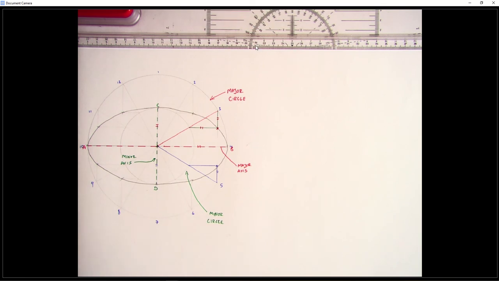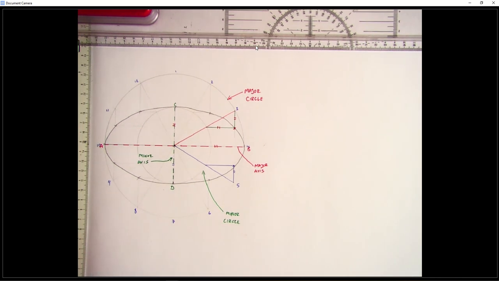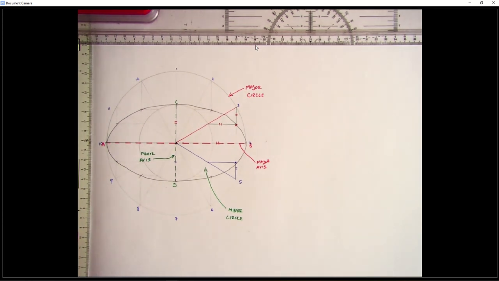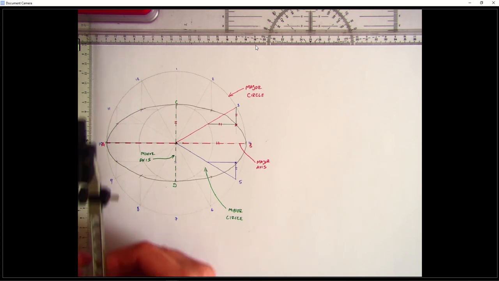Now, what else do we need to know? There's one more thing that was very important with the ellipse, and that is what's known as the focal points. The focal points are 2 points on the ellipse that are very important and are used to find a lot of things.